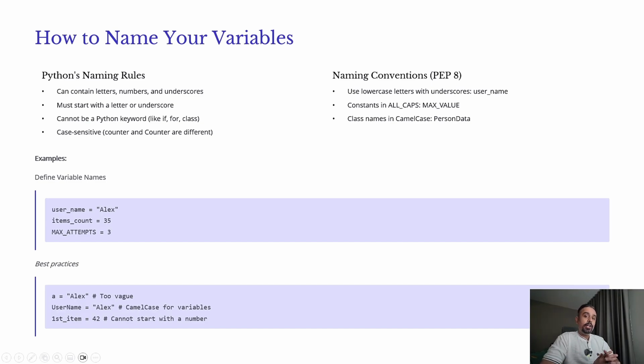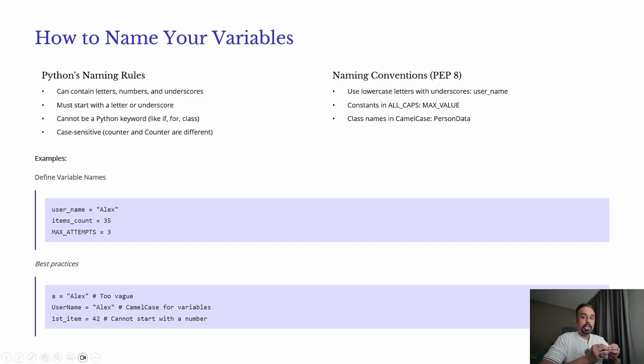And when we get into classes later on, we will use camel case. Camel case means the name starts with a capital letter for the class name declaration. Now, why does naming convention matter? Because good names make your code more readable. Let's understand this with an example. Suppose I say A is equal to Alex, it's very vague. You won't understand what exactly A is, what kind of variable it is. But when I say username is equal to Alex, that makes sense. That is how you use it.